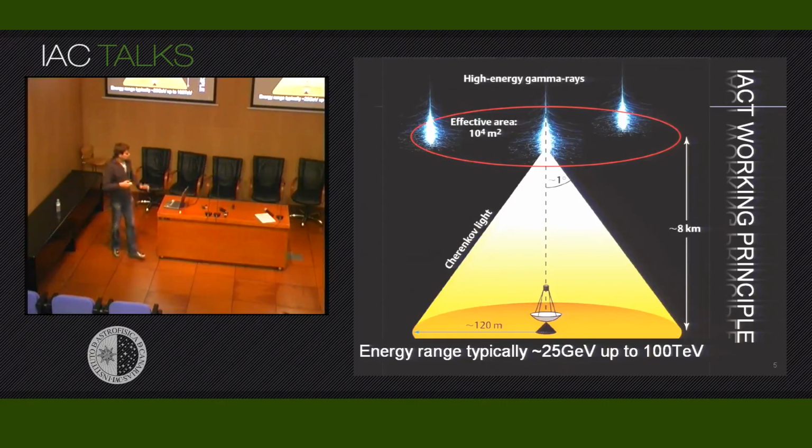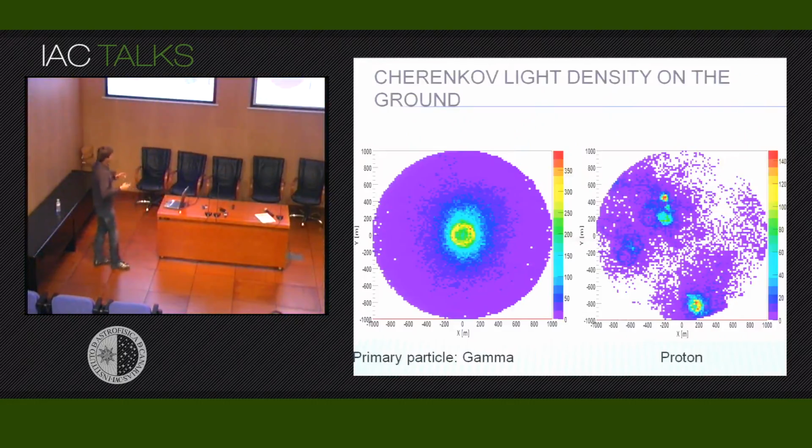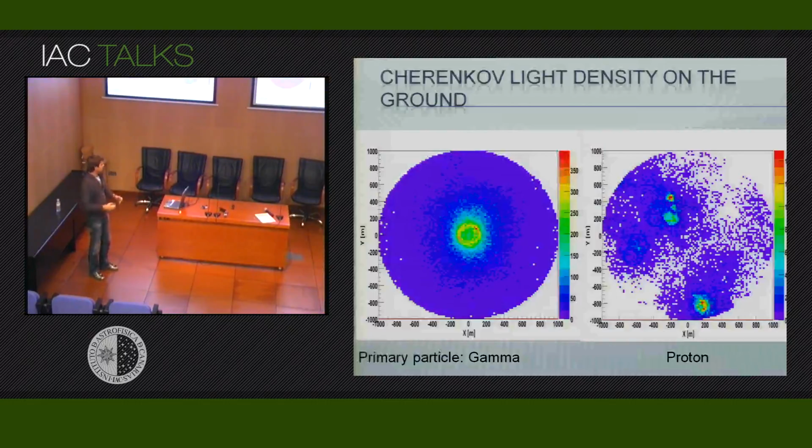So here I'm drawing the light density from the Cherenkov light on the ground. For the gamma ray, you get, as I said, this cone around 120 meters or so. Very symmetric, very nice. For the proton, you're getting these sub-showers, this structure, which means that you get some light here, some light here. So typically, we are able to differentiate between them because the images that we see are much less symmetric for protons.